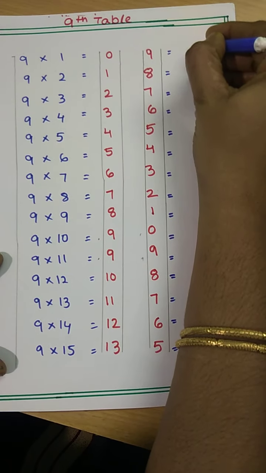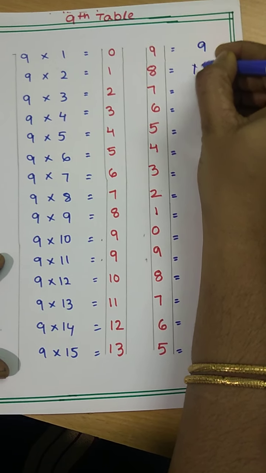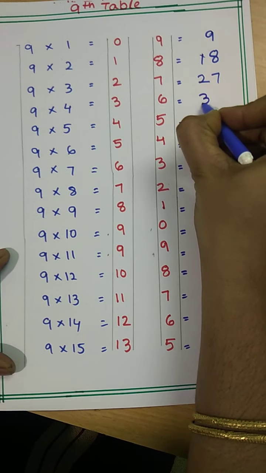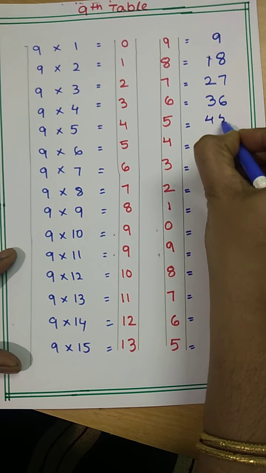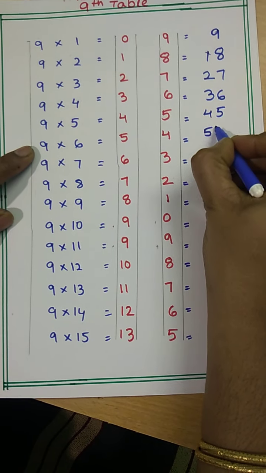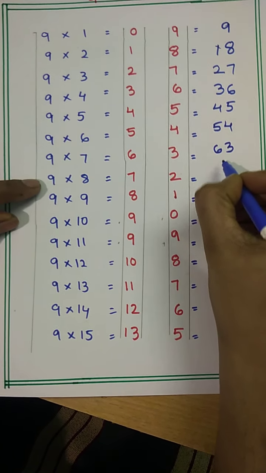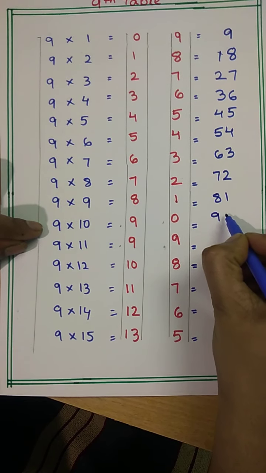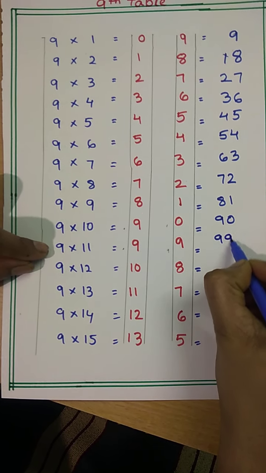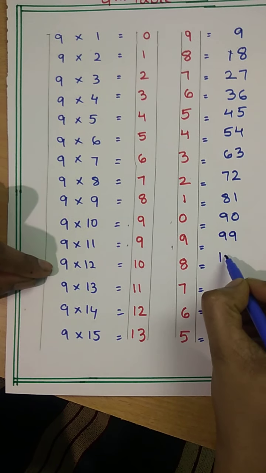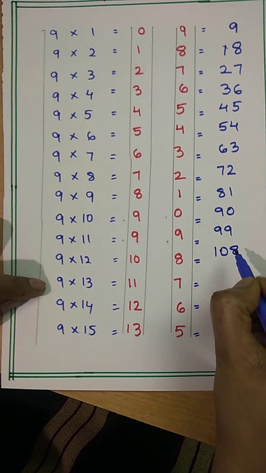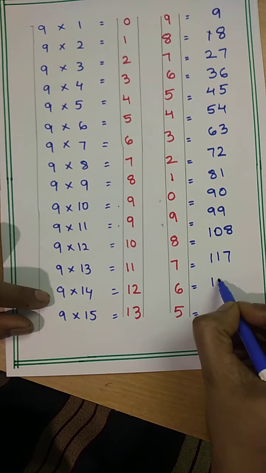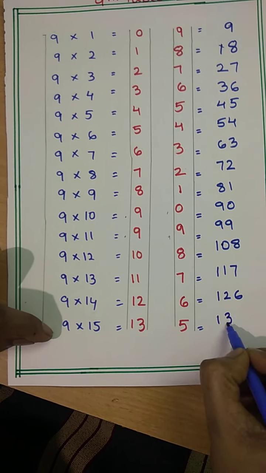Here 9 ones are 9, 9 twos are 18, 9 threes are 27, 9 fours are 36, 9 fives are 45, 9 sixes are 54, 9 sevens are 63, 9 eights are 72, 9 nines are 81, 9 tens are 90, 9 elevens are 99, 9 12s are 108, 9 13s are 117, 9 14s are 126, 9 15s are 135.